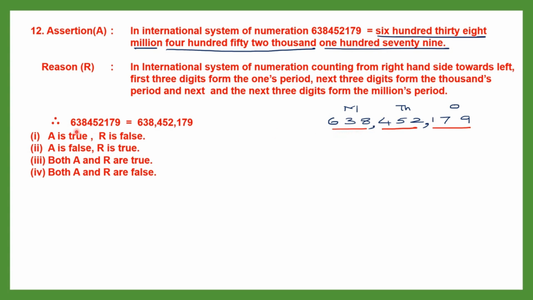So here, the first part, assertion, is explained by the second part. So what does that mean? Both the statements are true. So which option is that? That is option 3, where both the statements A and R are true.